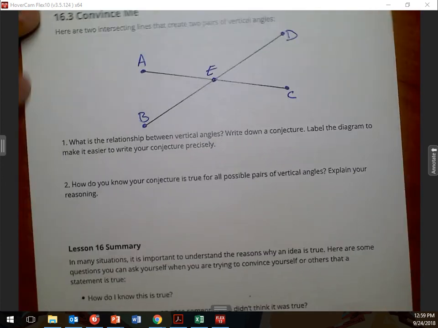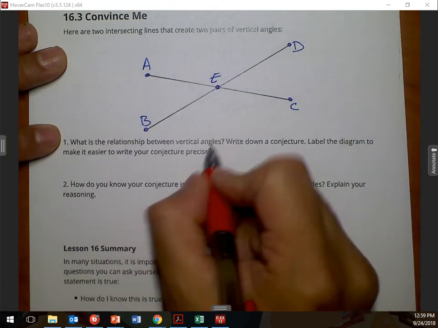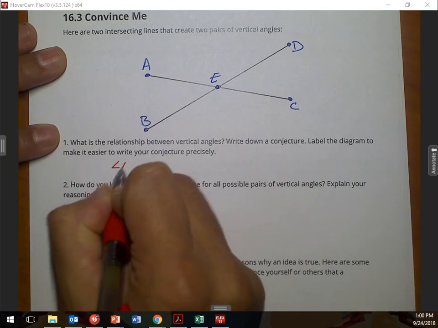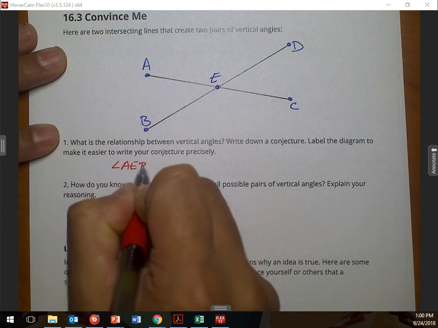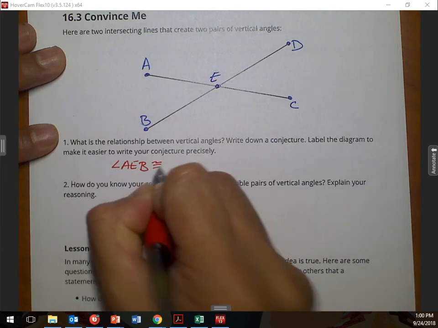Okay, so what would I say? So my conjecture here would be that angle A, E, B would be the same as. I know, but what's the math term we use for same as? Congruent, thank you. Congruent to.